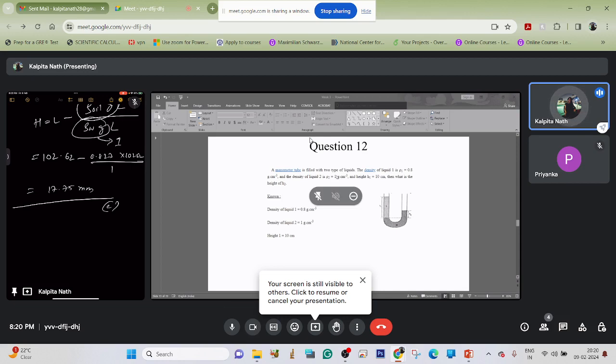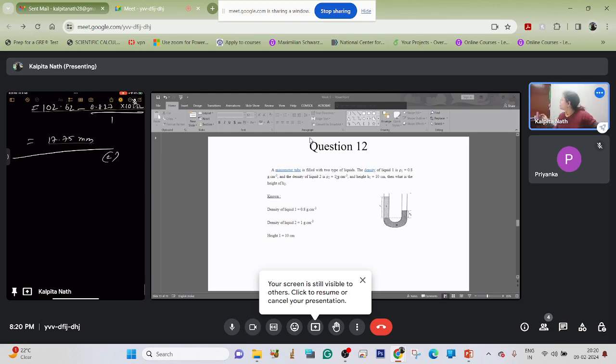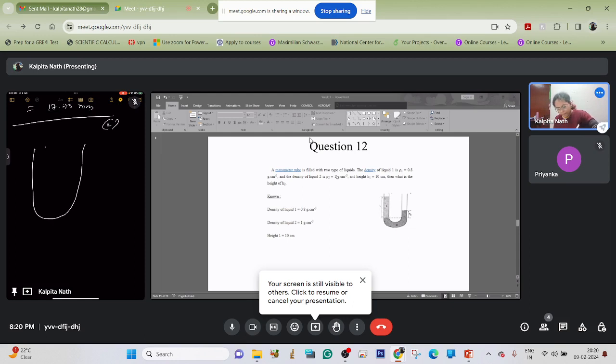So have you done the solution? 8 centimeter, ma'am. Okay, yes. Okay, so we'll just take into the same level as we have already done. So this is 2, this is 1. So this is point A, and if we extend this only, this will be point B.